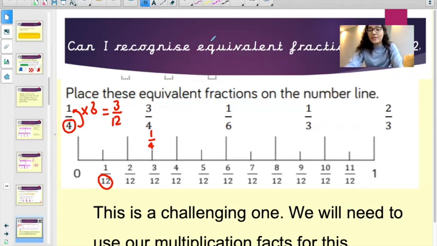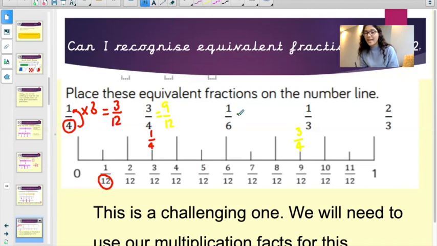We've got 3/4 there. How do I get from 4 to 12 again? What do I times 4 by to get to 12? 3. So do the same to the top number, the numerator. Do 3 times 3? 9. So look for 9/12. Here we are. So what do I write at the top here? 3/4, which is that fraction here. 3/4 is the same as 9/12. Have a go at the next one for me.